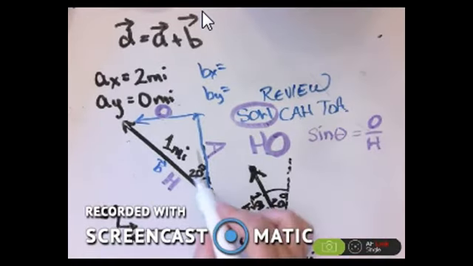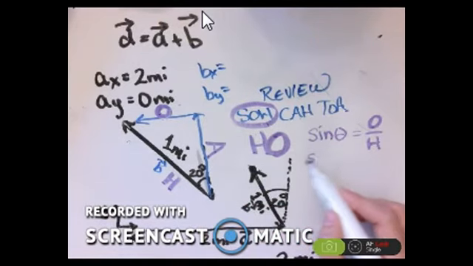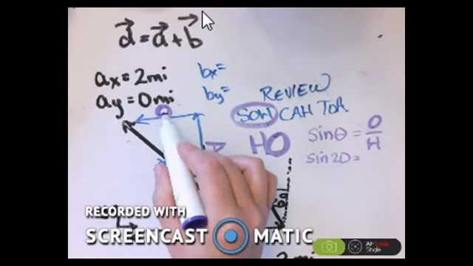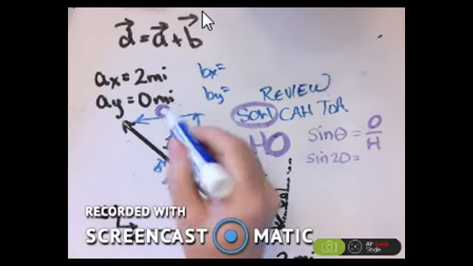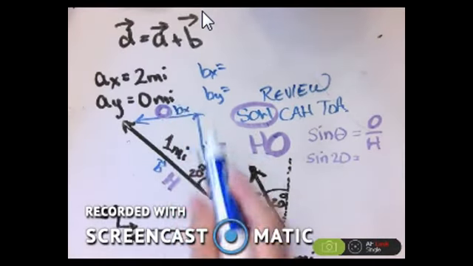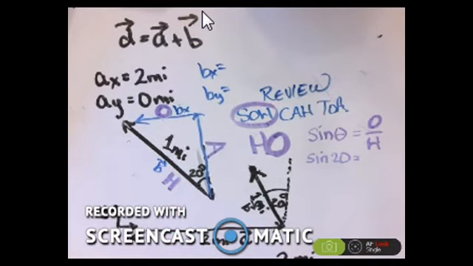And now I'm going to plug in what I know. I know my angle is 20. I know my opposite side. Well, that's what I'm looking for. I'm looking for that opposite side, and that opposite side is the x component of my vector. So that's sine 20 equals opposite, which is bx, over the side that I know, my hypotenuse, and that's 1 mile. I multiply 1 on both sides. 1 times sine 20 equals bx.